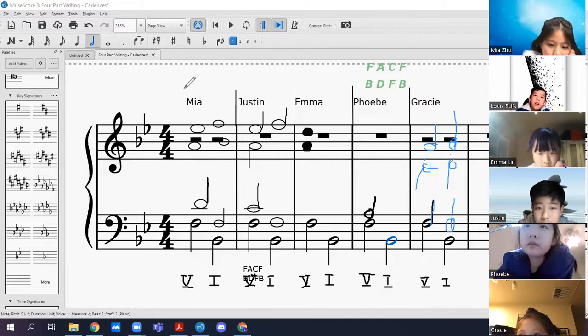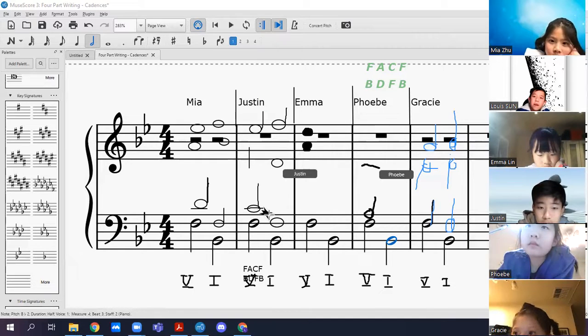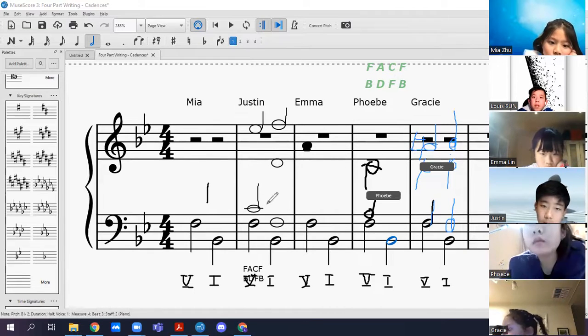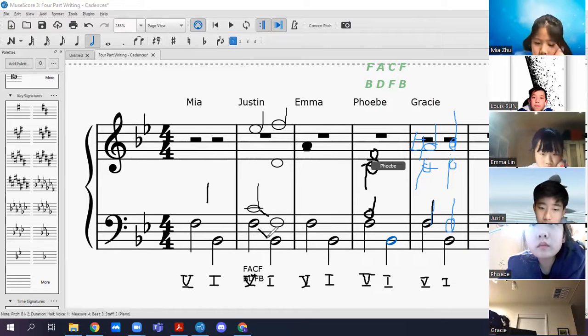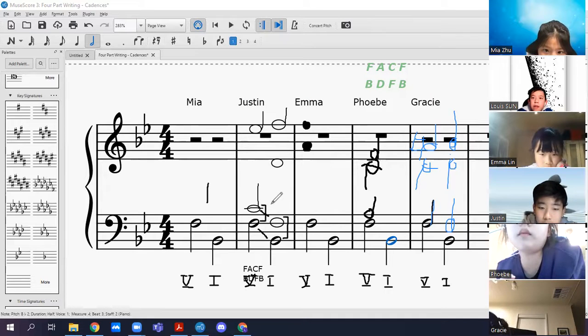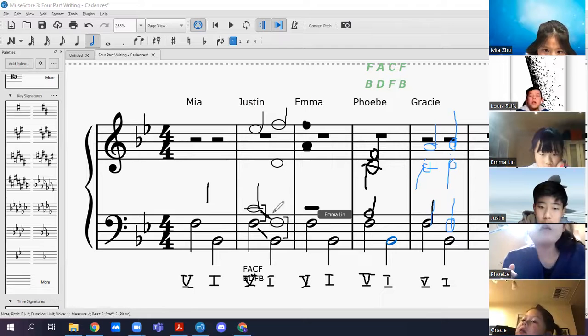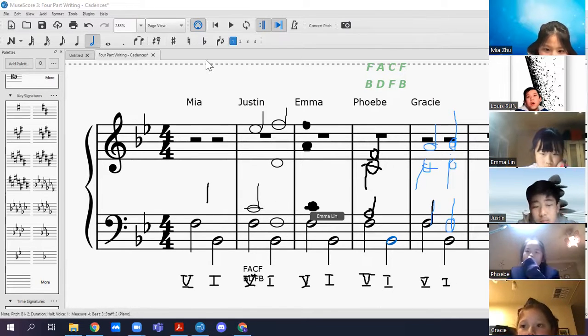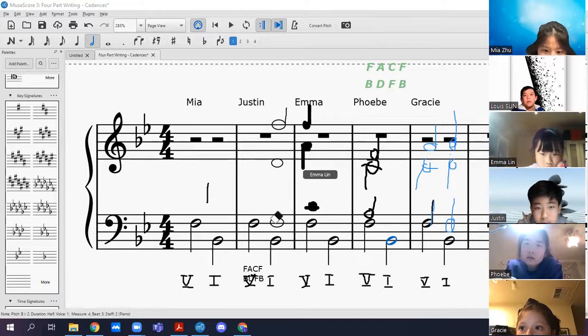So Justin, there's a consecutive fifth here. B flat to F is a fifth. F to C is a fifth. And they're both going down in the same direction, which constitutes a consecutive fifth. My advice is, this is jumping too much. Make it so that it's not jumping around so much. See, that's a fifth leap. It's too much.